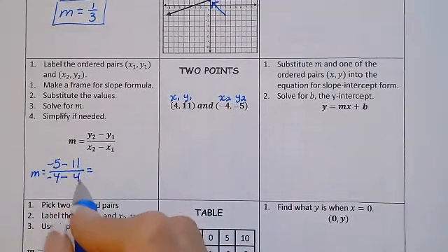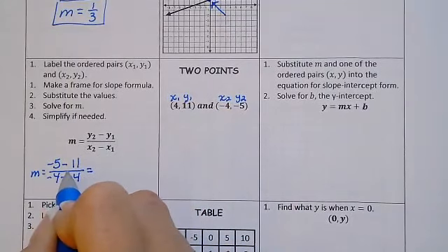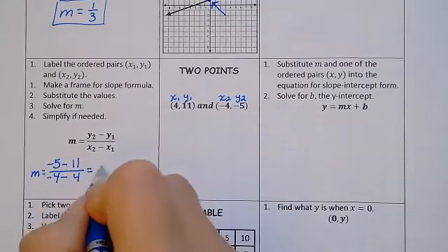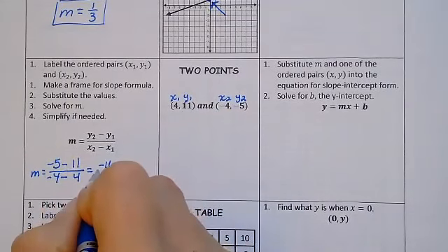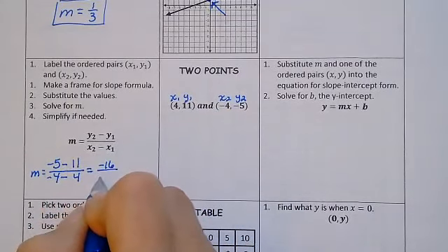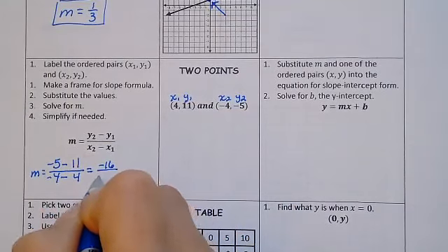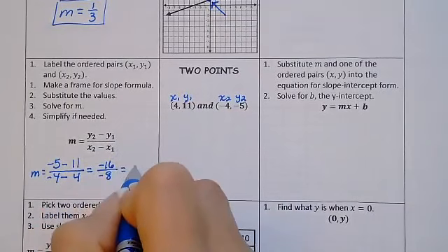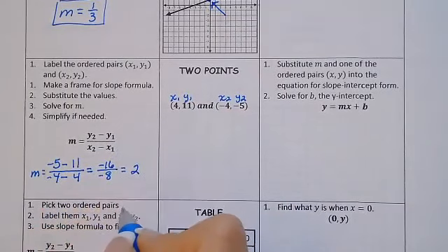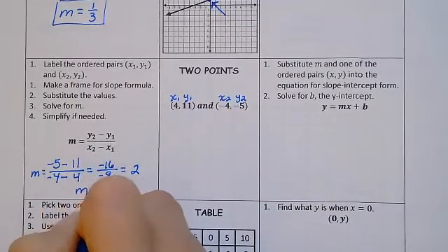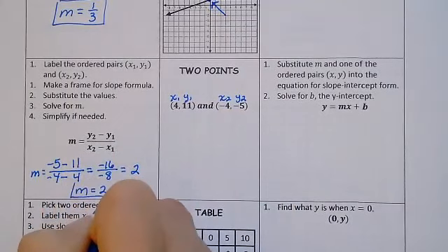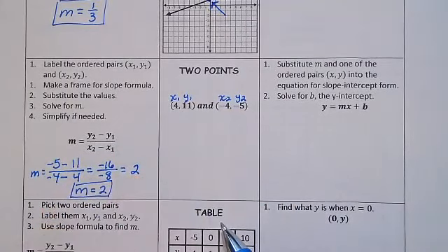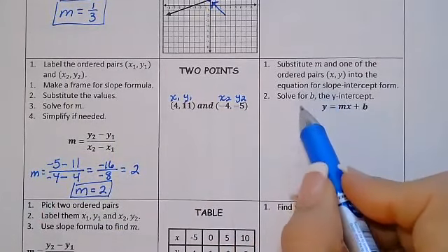All right, now we're going to solve for m. -5 minus 11 is -16. -4 minus 4 is -8. And when I simplify, I get 2. So the slope is 2. All right, so now we're going to find the y-intercept.